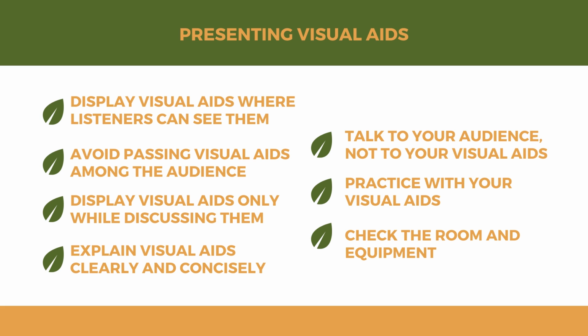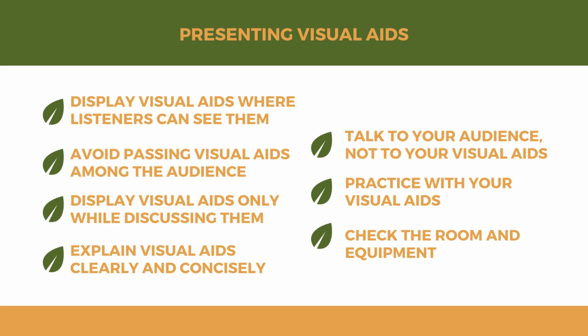Check the speech room ahead of time to decide exactly where you will display your visual aids. If you are displaying an object or a model, be sure to place it where it can be seen easily by everyone in the room. If you are using a projection screen, check ahead of time to make sure it is not located where you will cast a shadow on it while you are speaking.